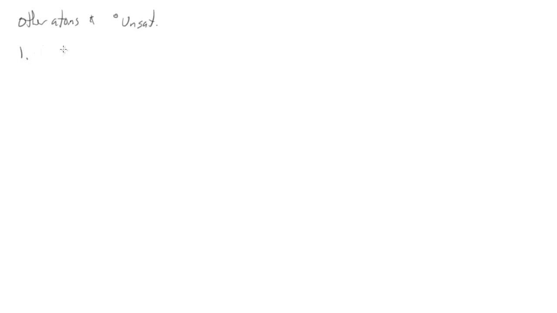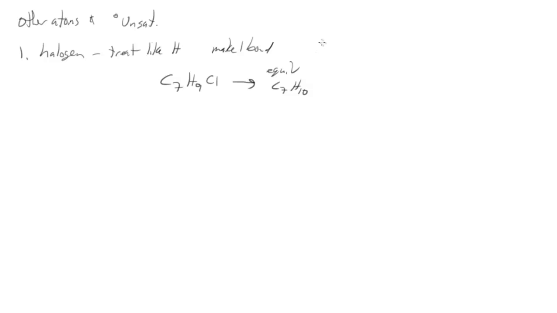So let's see how other atoms affect degrees of unsaturation. If we have a halogen, we treat that just like a hydrogen. Halogens make 1 bond, just like hydrogen does. So if I had C7H9Cl, that's the equivalent of C7H10, like the one that we just did, which had 3 degrees of unsaturation.